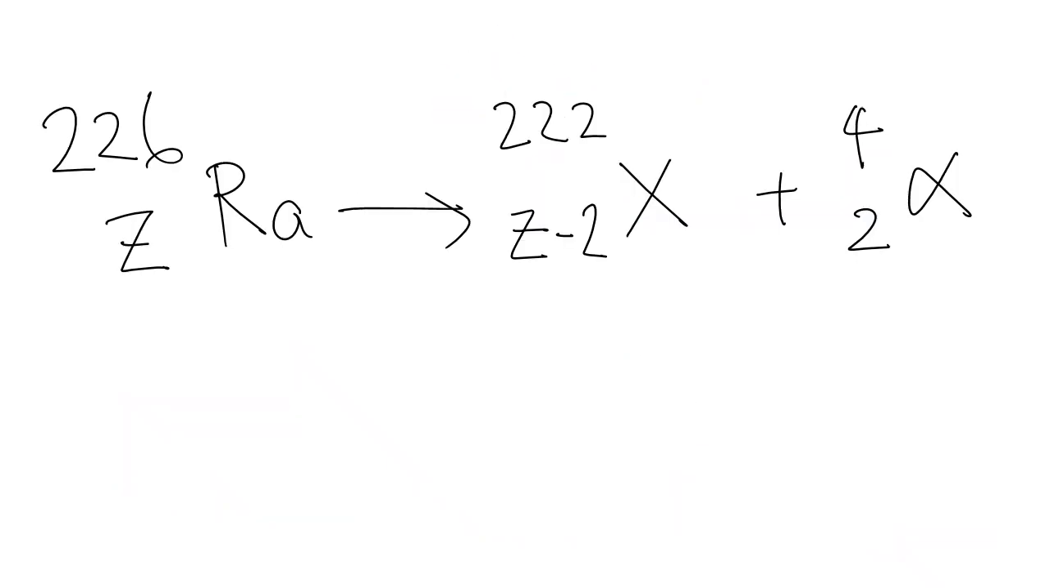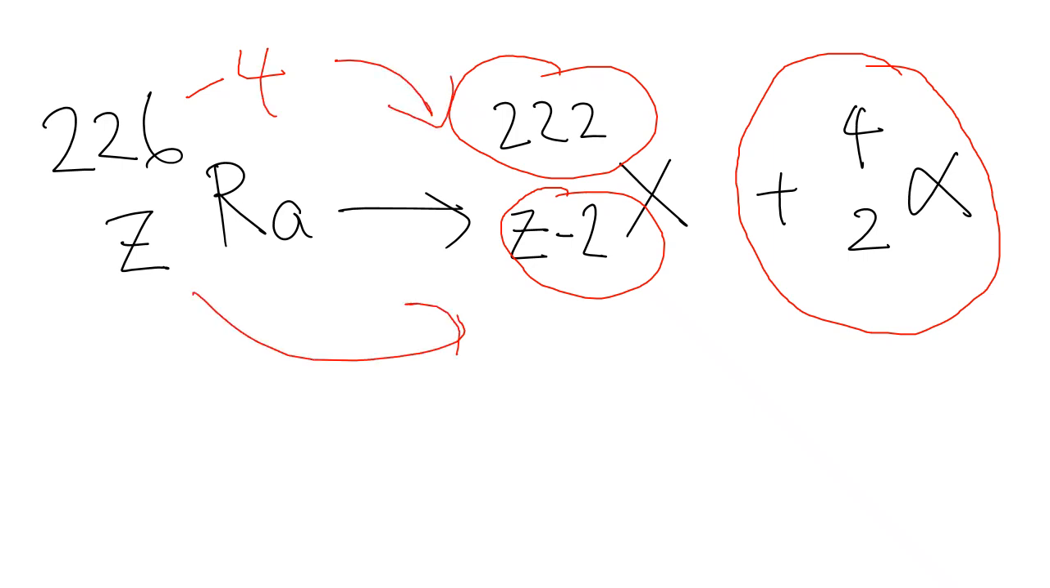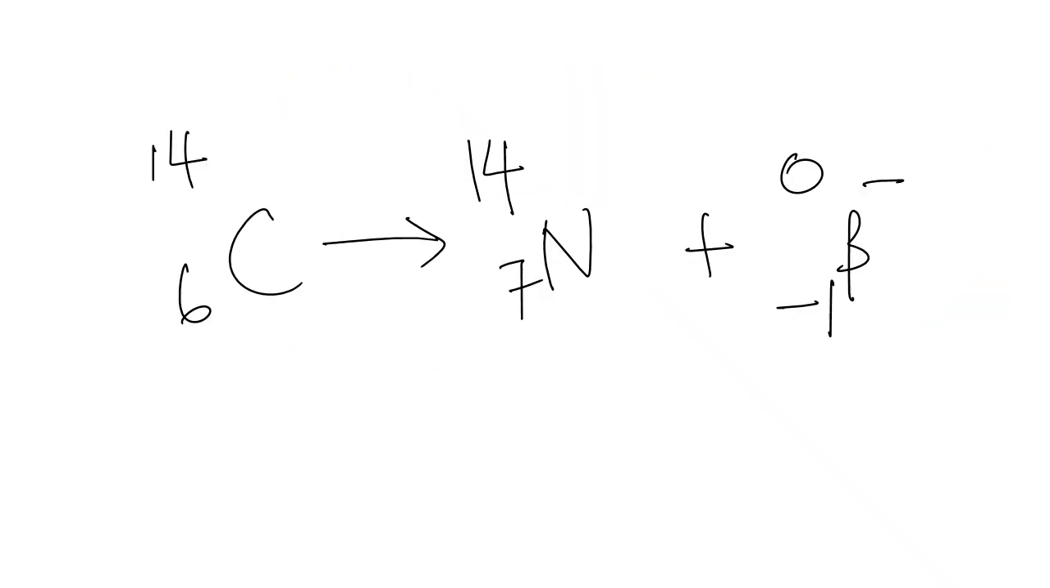So if you have radium, it doesn't matter what element it is. The point is that it loses 4 in mass number and the proton number loses 2, and you have an alpha particle here. This is the nuclear equation. So if you take away 4, that becomes 224. And here it loses 2, and it leaves with an alpha particle.